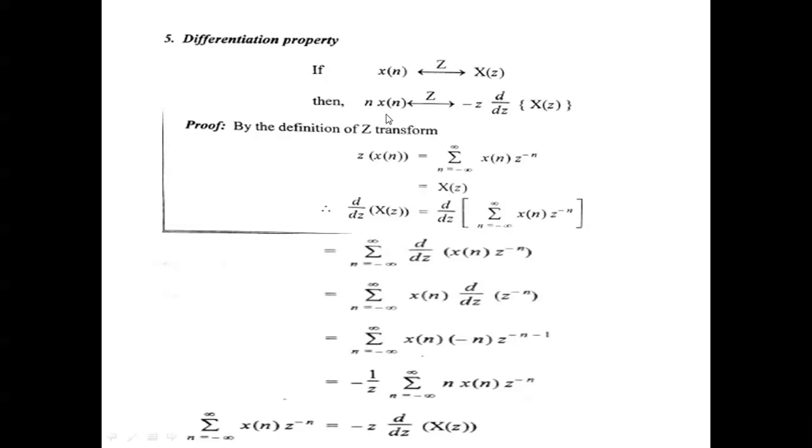And the differentiation property. So n x of n is equal to minus z d by dz of X of z. The left side value has to be proved equal to the right side value. This is the proof of the differentiation property. Using the Z transform equation and simplifying, you will get the value.